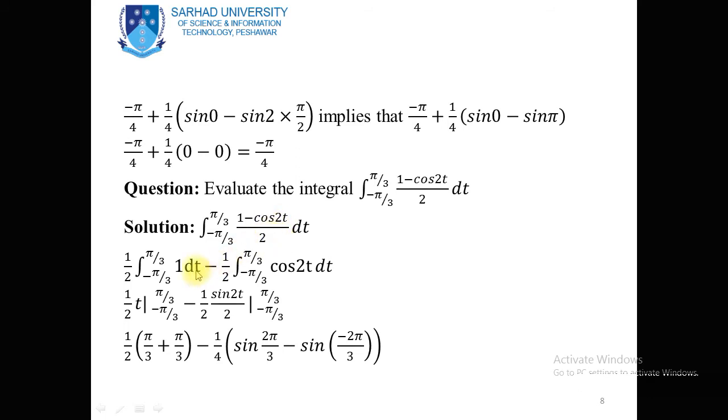So first of all, taking the integration of 1 with respect to t is equal to t, and the integration of cos 2t with respect to t is equal to sin 2t divided by 2.